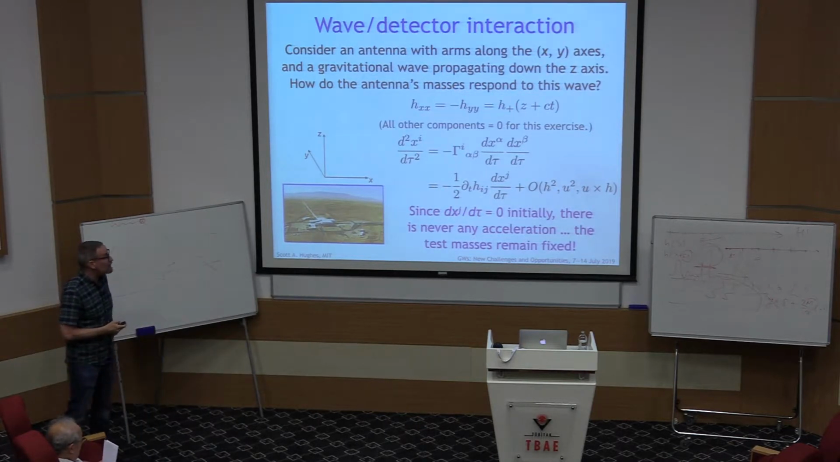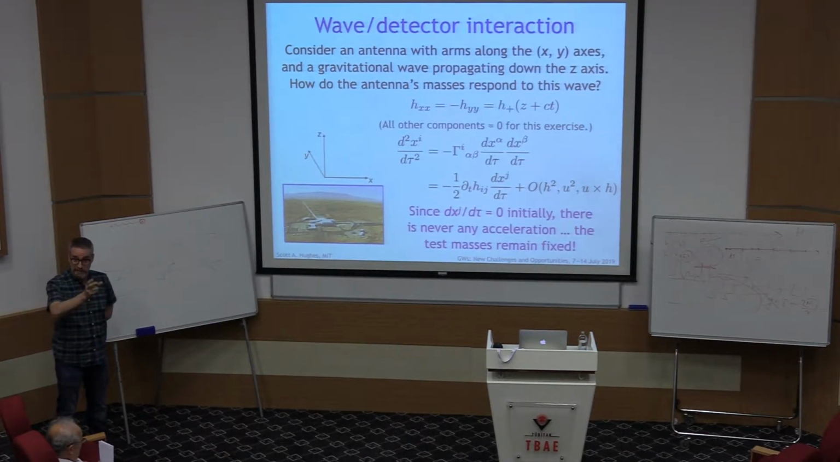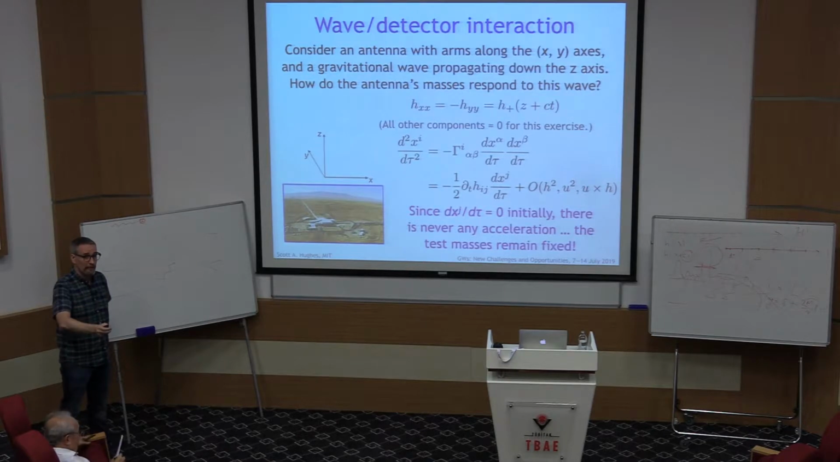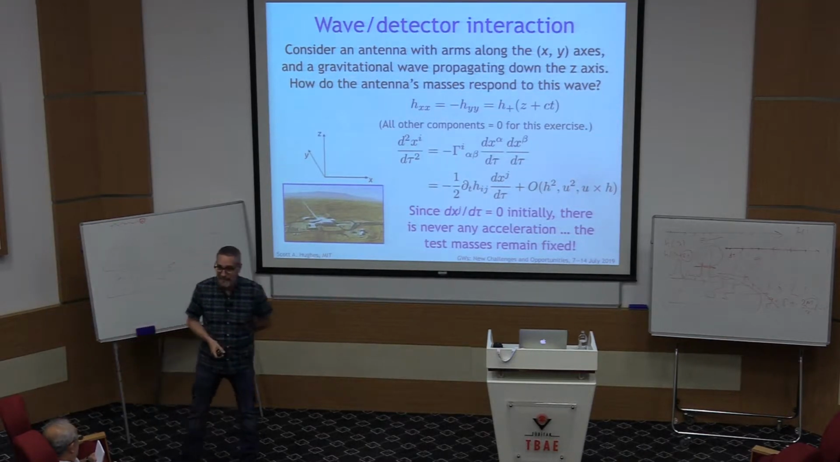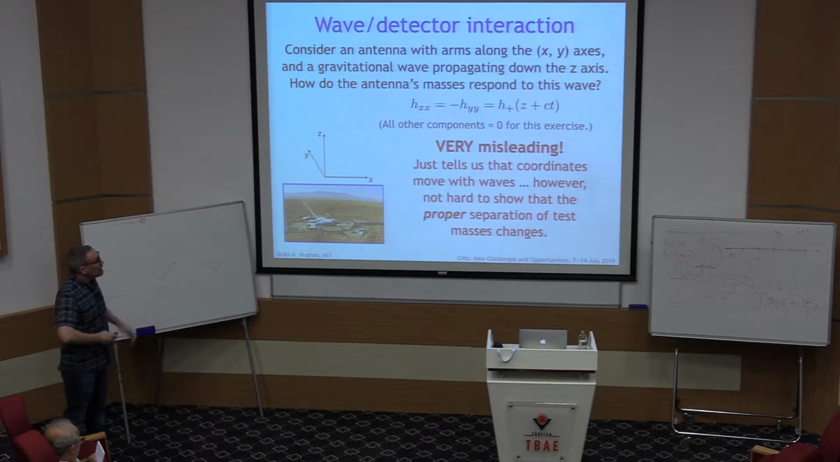Now, I start out with these guys initially at rest. So this tells me that the test masses in my gravitational wave detector experience no acceleration. The test masses remain fixed. Therefore, they are unaffected. Therefore, there is no effect. Therefore, LIGO cannot measure anything. Okay? This is exactly the emails that I've received, as I said, from people who have just learned enough general relativity to be dangerous. It's misleading.